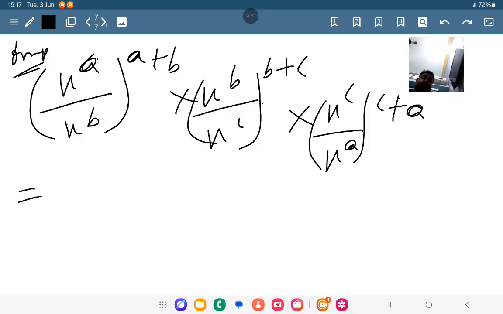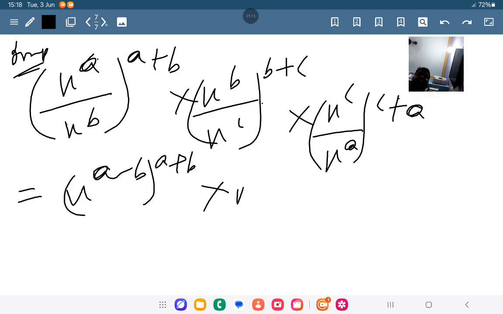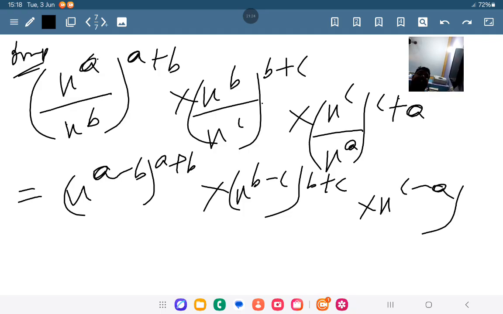Here the bases are equal and it's divided, then the power will be subtracted as per the rule. It will be x to the power a minus b, whole power a plus b. Similarly, it is x to the power b minus c, whole power b plus c. It is x to the power c minus a, whole power c plus a.